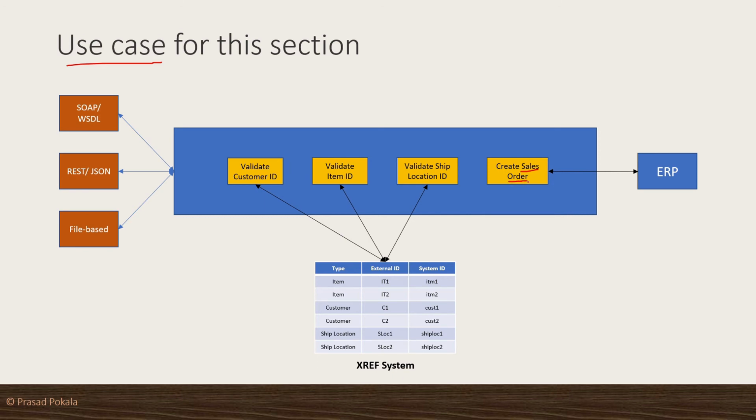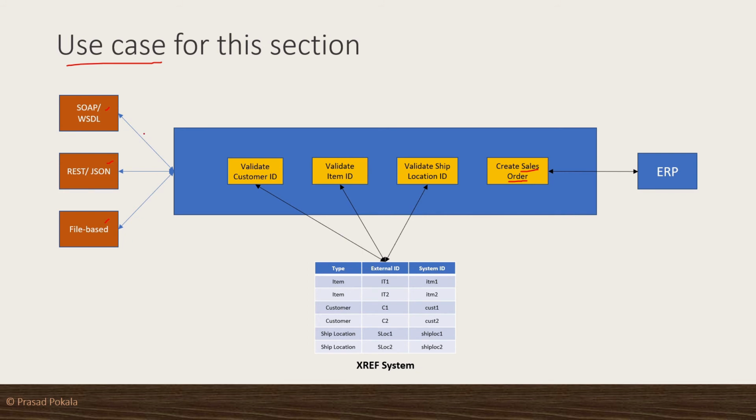What I have chosen, hopefully so that you will understand easily, is a sales order process for a particular logistics company, let's say. In this sales order process, I am taking the use case of creation of a sales order. What you are seeing in front of you now is a very high level current business process which the organization has, where they have exposed their create sales order as a SOAP or WSDL and as a REST or JSON API, and they also have file based interfaces.